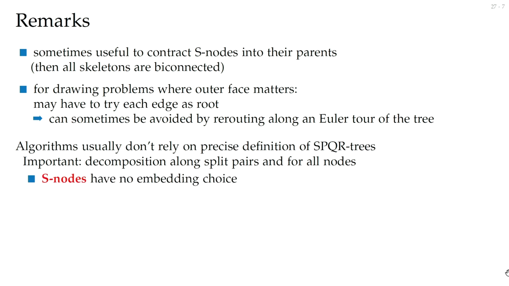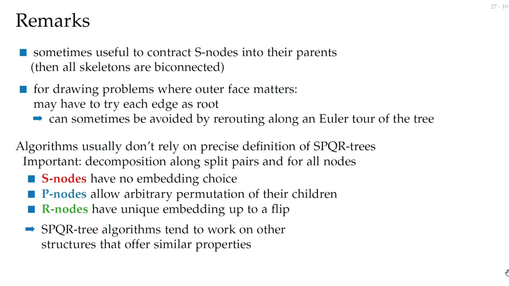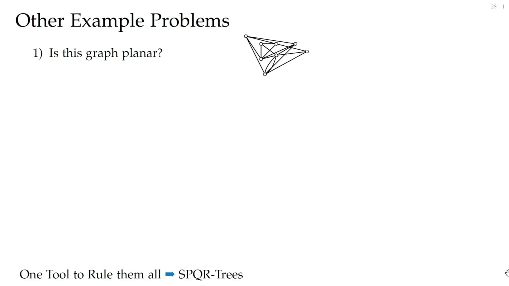And again, if we look at embeddings, for S nodes, we don't have any choice. P nodes, we have many, many choices, all the arbitrary permutations. R nodes, we can only flip. And Q nodes are just single edges or whatever. And these algorithms, they often also work on other structures that are similar, not exactly SPQR-trees, but where we have decomposition along split pairs. And of course, there's many other problems that use it.